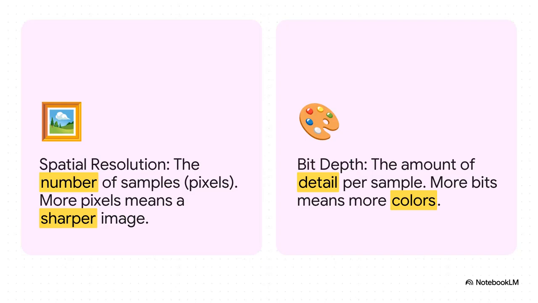Now, the quality of this digital copy really depends on two key things. First up is spatial resolution. That's just how many samples, or pixels, did we take. More pixels, you get a sharper, more detailed image. Fewer pixels, and things start to get blocky. The second thing is bit depth. This is all about how much information we store for each one of those samples. It's what gives the data its richness, like how many colors we have to work with.